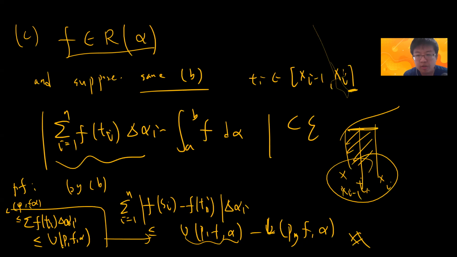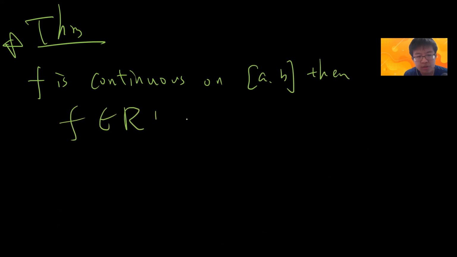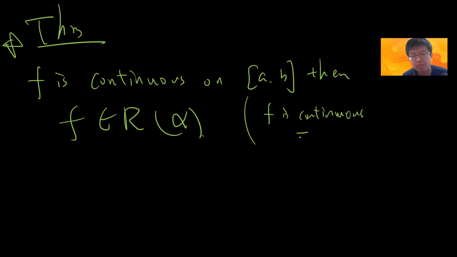Okay, so now we can talk about what kind of situation the function can be Riemann integrable. This is an important theorem: if f is continuous on [a, b], then f is Riemann integrable. Many people use this, but in calculus you don't prove it. If f is continuous, then f is integrable, Riemann integrable.